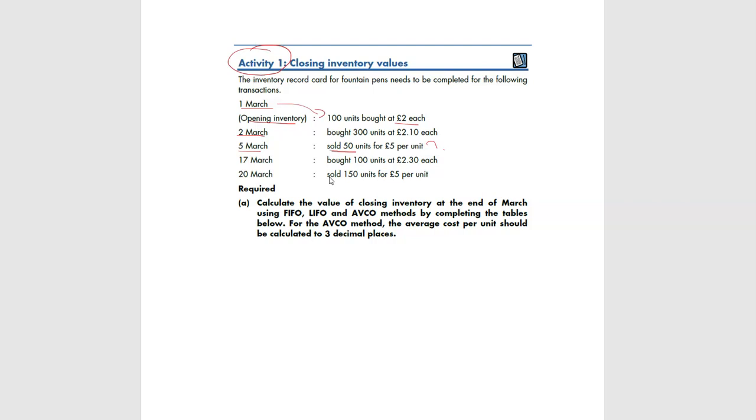On 17th of March I can see we have purchased again 100 units at £2.30 each, and on 20th of March we can see we sold 150 units for £5 per unit. Now remember, sold and issued are not the same thing. So when we issue inside a company, for example, we have one company X Limited, and inside it two departments. So we have a warehouse department, we have a production department.